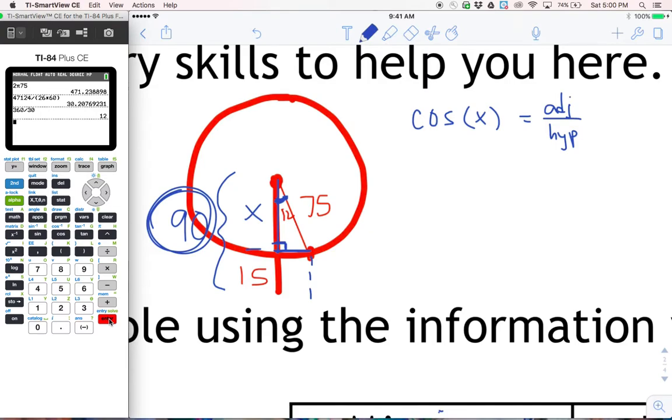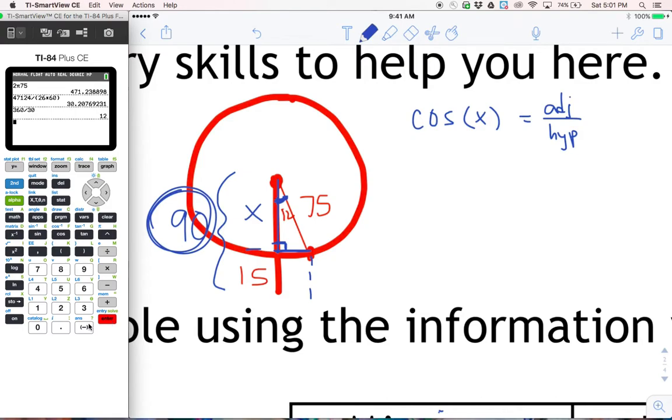Cosine of 12 degrees is equal to the adjacent side, which I don't know and want to find. I'm calling it x, over the hypotenuse, which is 75. And again, it's 75 because it is a radius of the circle. It goes from the center to the edge. Well, this is just algebra. We're going to get rid of the 75 by multiplying both sides by 75. And so now I've got 75 times cosine of 12 equals x.